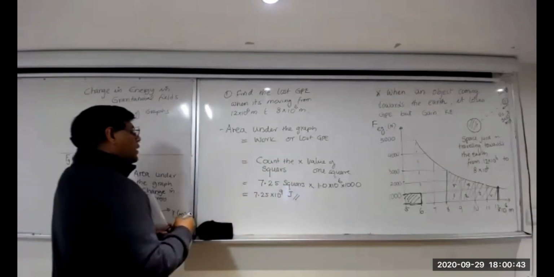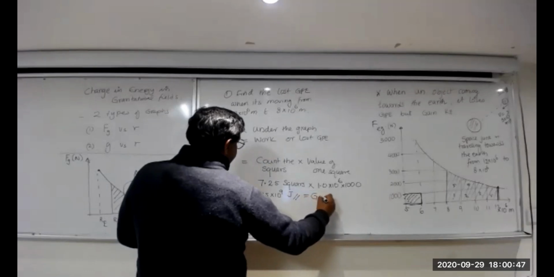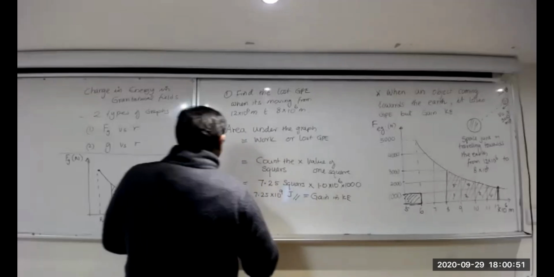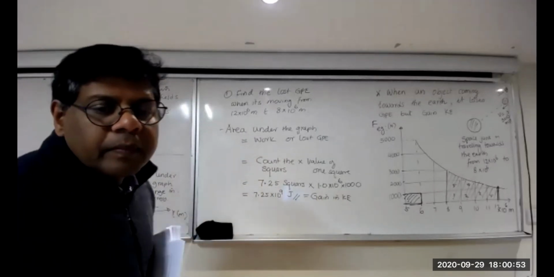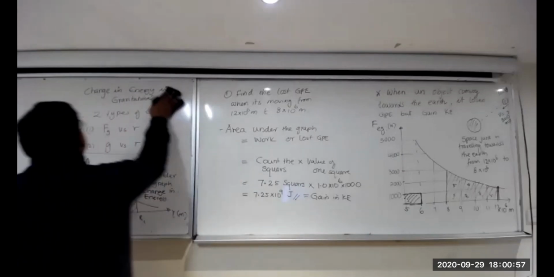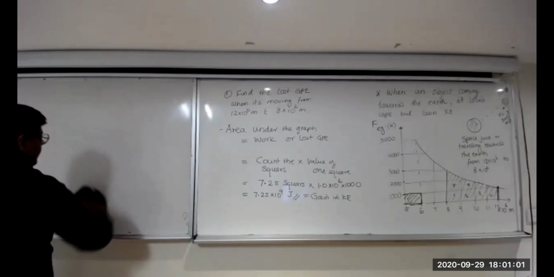That's the lost GPE. This is equal to the gain in kinetic energy. They can ask you what's the new kinetic energy. How are we going to time? Oh no. Okay, I'm going very slow.